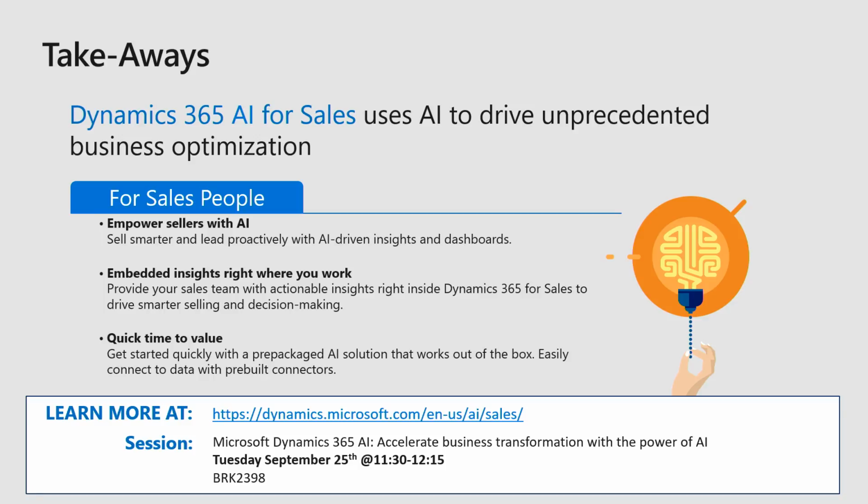We have another session at 11:30 today, Accelerate Business Transformation with the Power of AI. And this is where we talk about AI in the grander scheme of things, not just in sales, but the other lines of business that are within the Dynamics family. So I just want to give a quick call out. That's today at 11:30, and that's session BRK 2398.